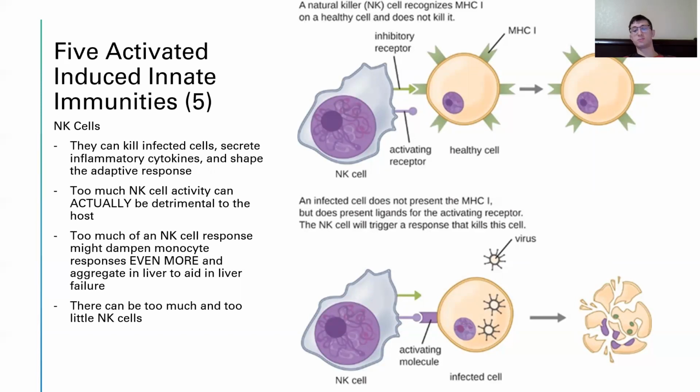NK cells possess multiple antiviral properties. They can kill infected cells, secrete inflammatory cytokines, and shape the adaptive response by interacting with dendritic cells. Although the antiviral properties of NK cells are well documented, data obtained in this study indicates that the activity of NK cells can also be detrimental to the host.